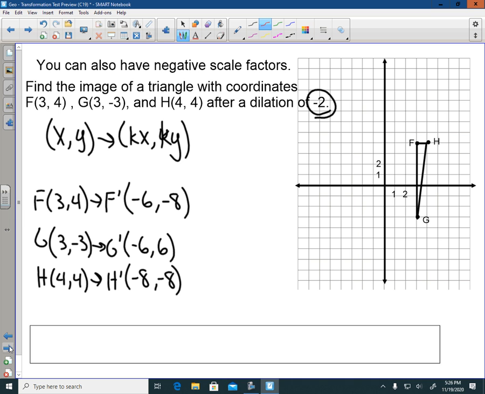Way down here is F prime. Here is G prime, and then we have -8, -8 down here. It's going to be H prime.